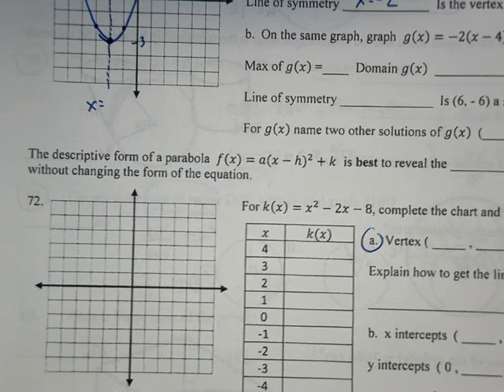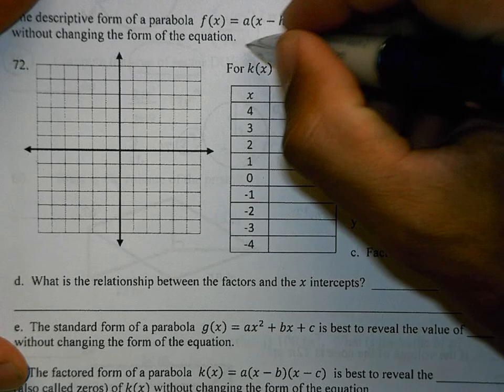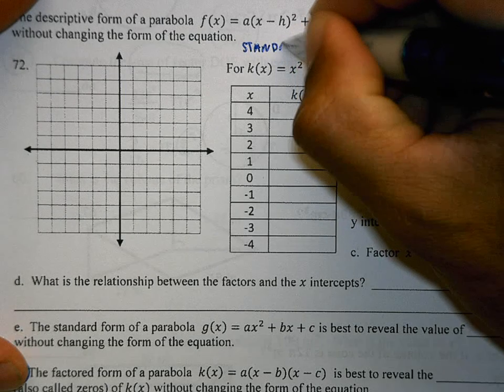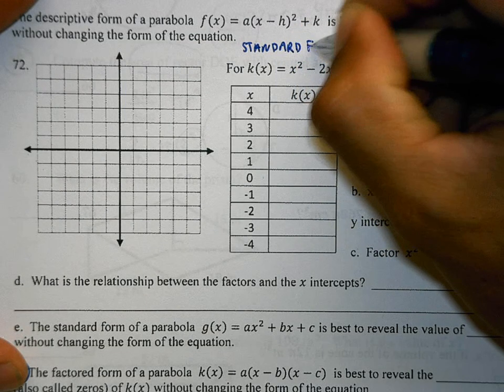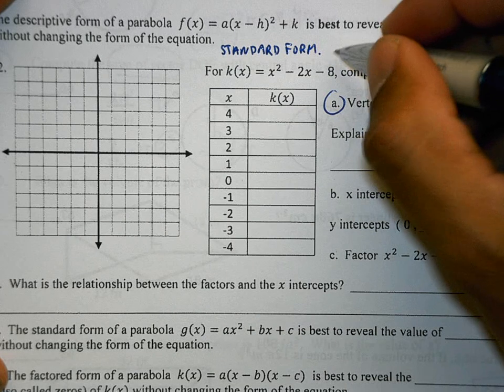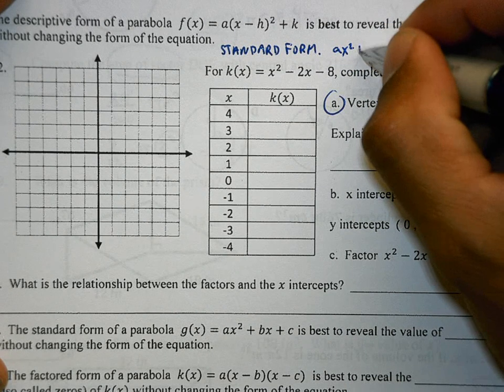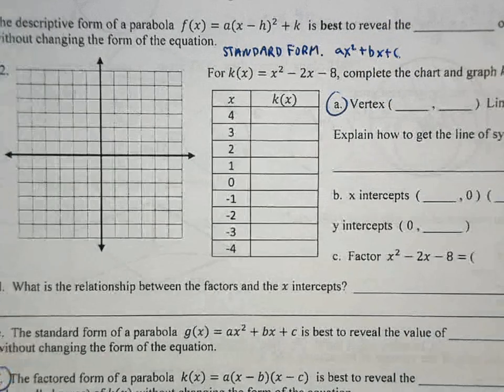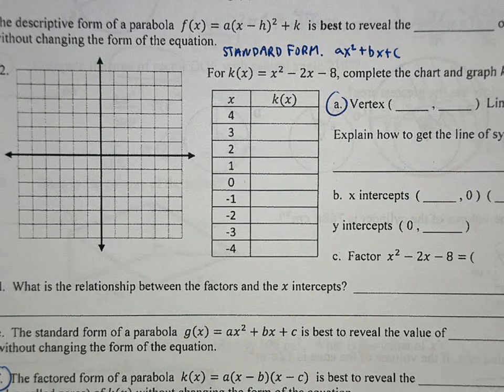72, on the other hand, is different because it is now in standard form. When something's in standard form, it is written as y is equal to ax squared plus bx plus c. This is not vertex form. I don't know what the vertex is. The only thing that standard form reveals really easily is the y-intercept.